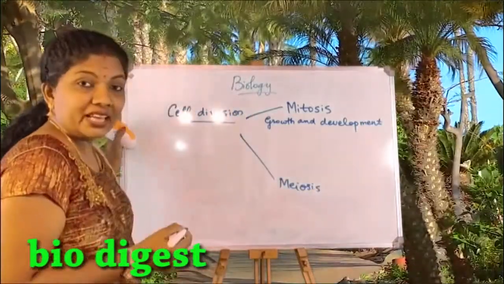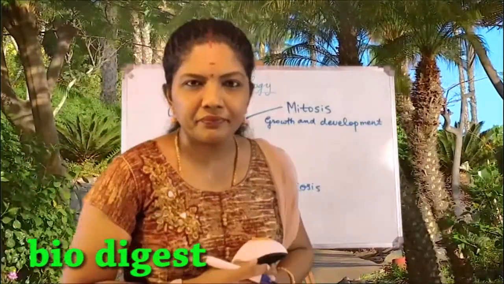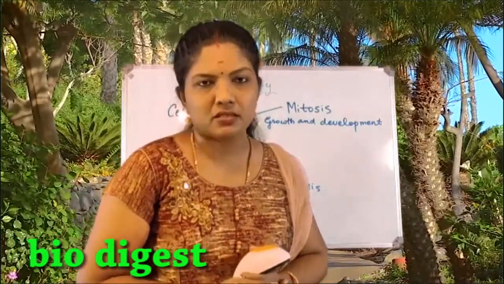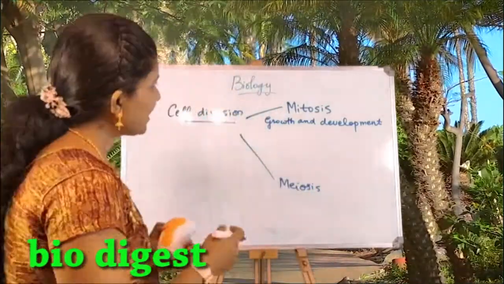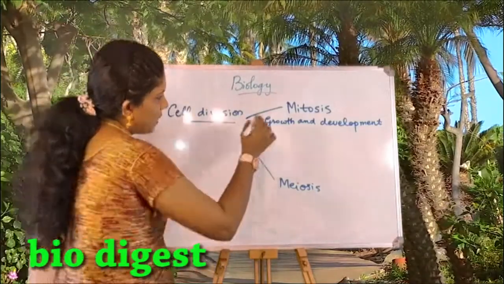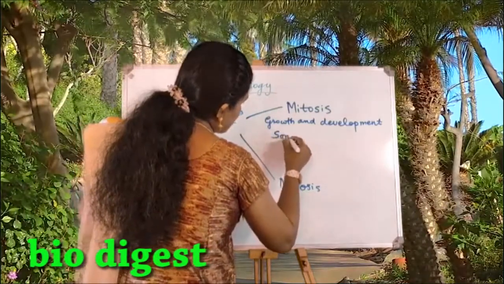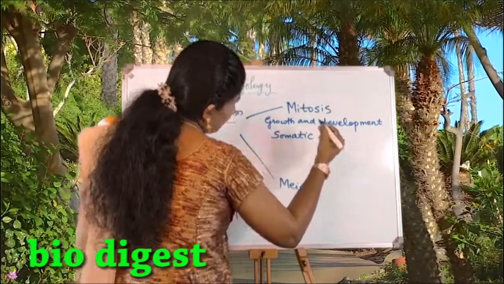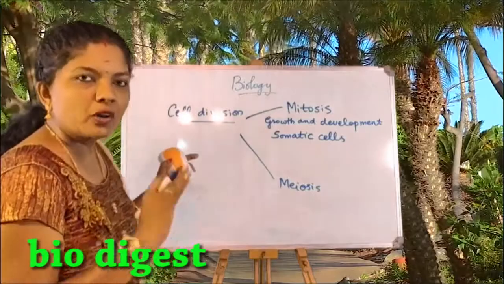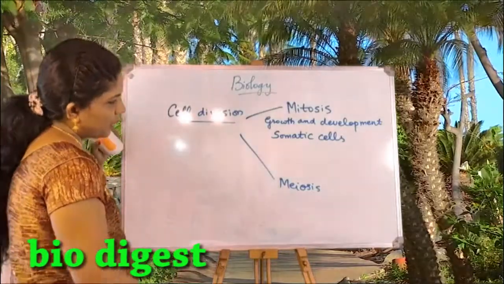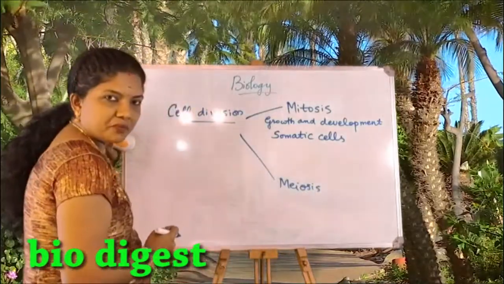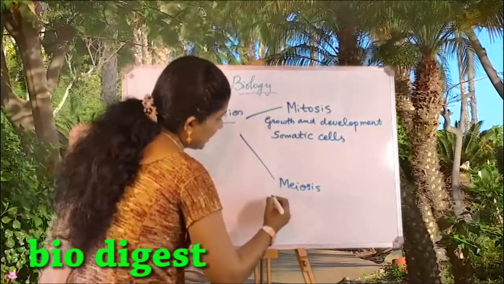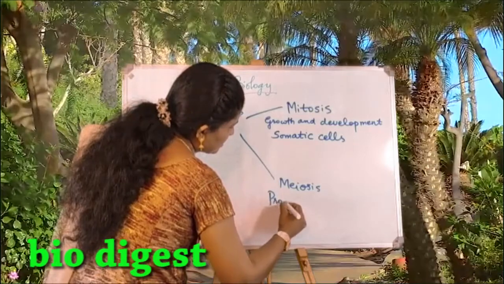Now a question can come for the board exam. Where do mitosis and meiosis take place? So where does mitosis happen? Mitosis will take place in the somatic cells of the body. That means normal body cells. Now what is meiosis? Meiosis is the type of cell division that will be resulting in the production of gametes.